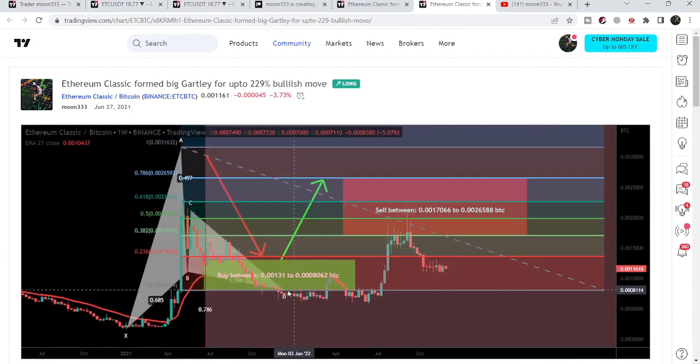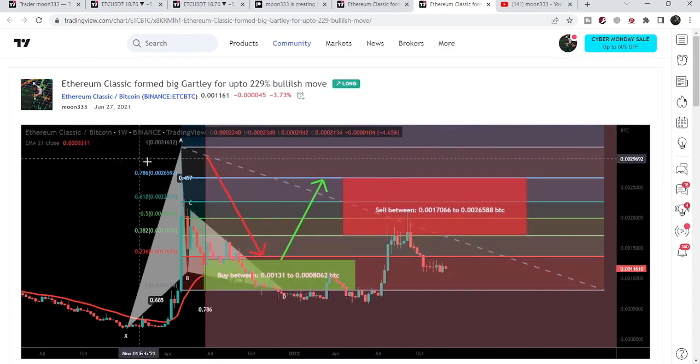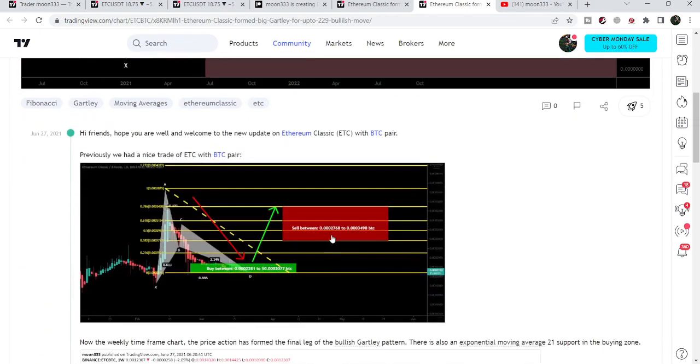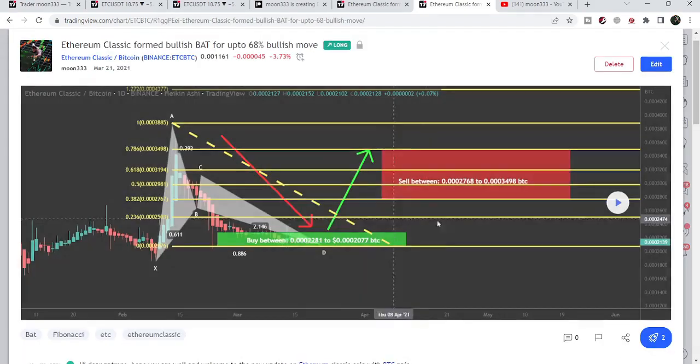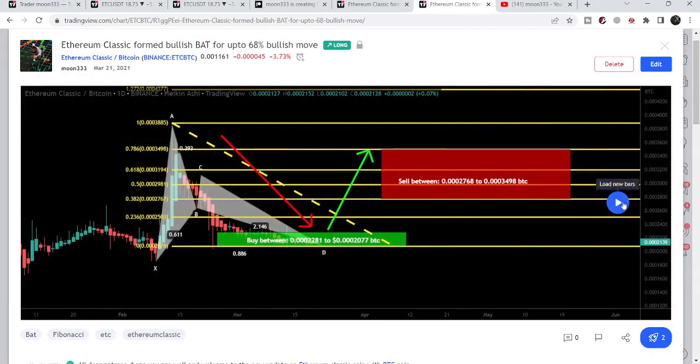But before that, you can see we had some price accumulation slightly below this potential reversal zone. And by the way, this was more than a 165% pump on the weekly time frame chart. That was a very big pattern on the weekly time frame. And before that, I also shared another Garley, and that was a very big move.